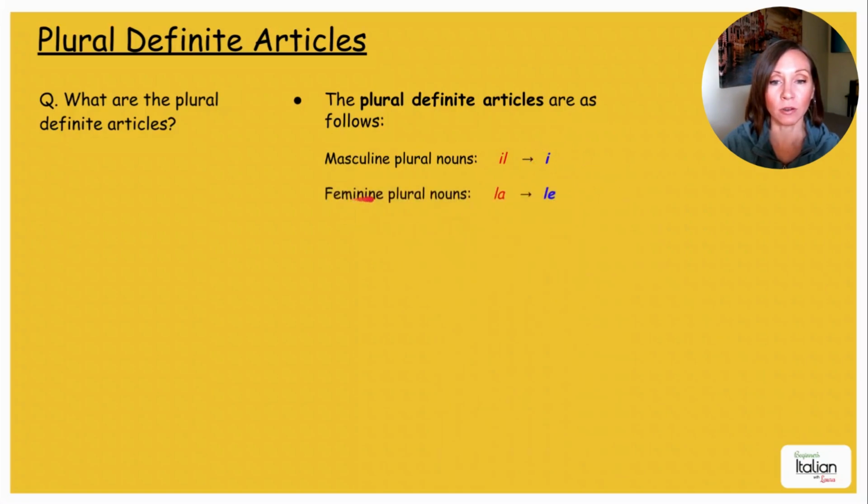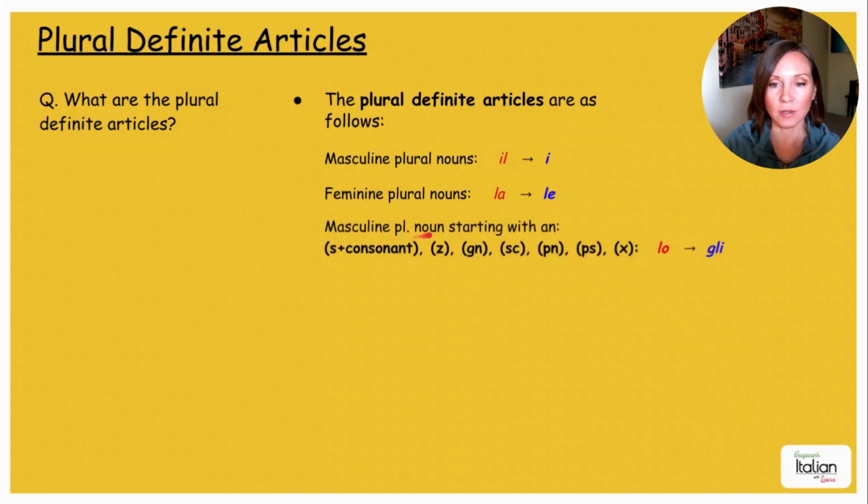For feminine plural nouns, la becomes le. Okay, la becomes le. Masculine plural nouns starting with S plus consonant, Z, GN, SC, PN, PS, or X, the lo becomes gli. Okay, lo becomes gli.